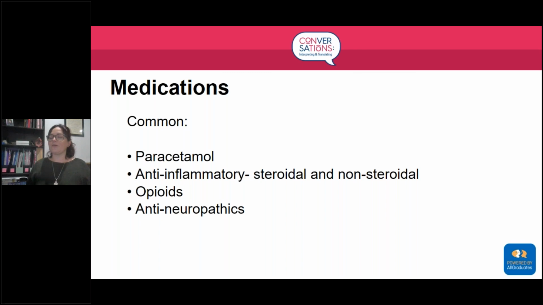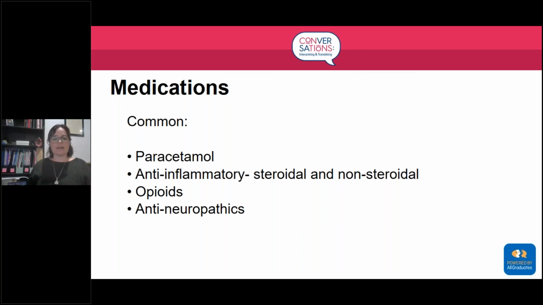Is OxyContin an opioid? Yes, that is. And what's the one you're often given after surgery? Endep, is that an opioid? Yep, technically that's a synthetic opioid, but it is indeed. But yeah, we hear these a lot during interpreting sessions. Yeah, and that's probably something that maybe we can look at a list.